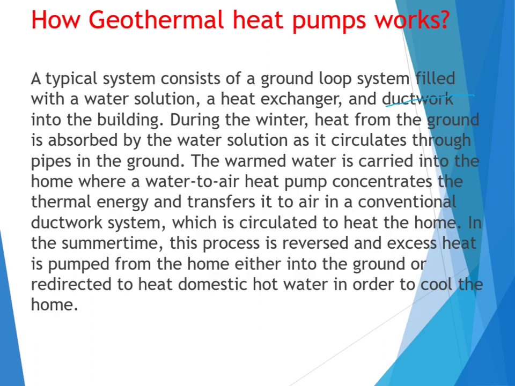During the winter, heat from the ground is absorbed by the water solution as it circulates through the pipes in the ground. The warmed fluid is carried into the home, where a water to air heat pump concentrates the thermal energy and transfers it to air in a conventional ductwork system, which is circulated to heat the home. In the summertime, this process is reversed and excess heat is pumped from the home either into the ground or redirected to heat domestic hot water in order to cool the home.